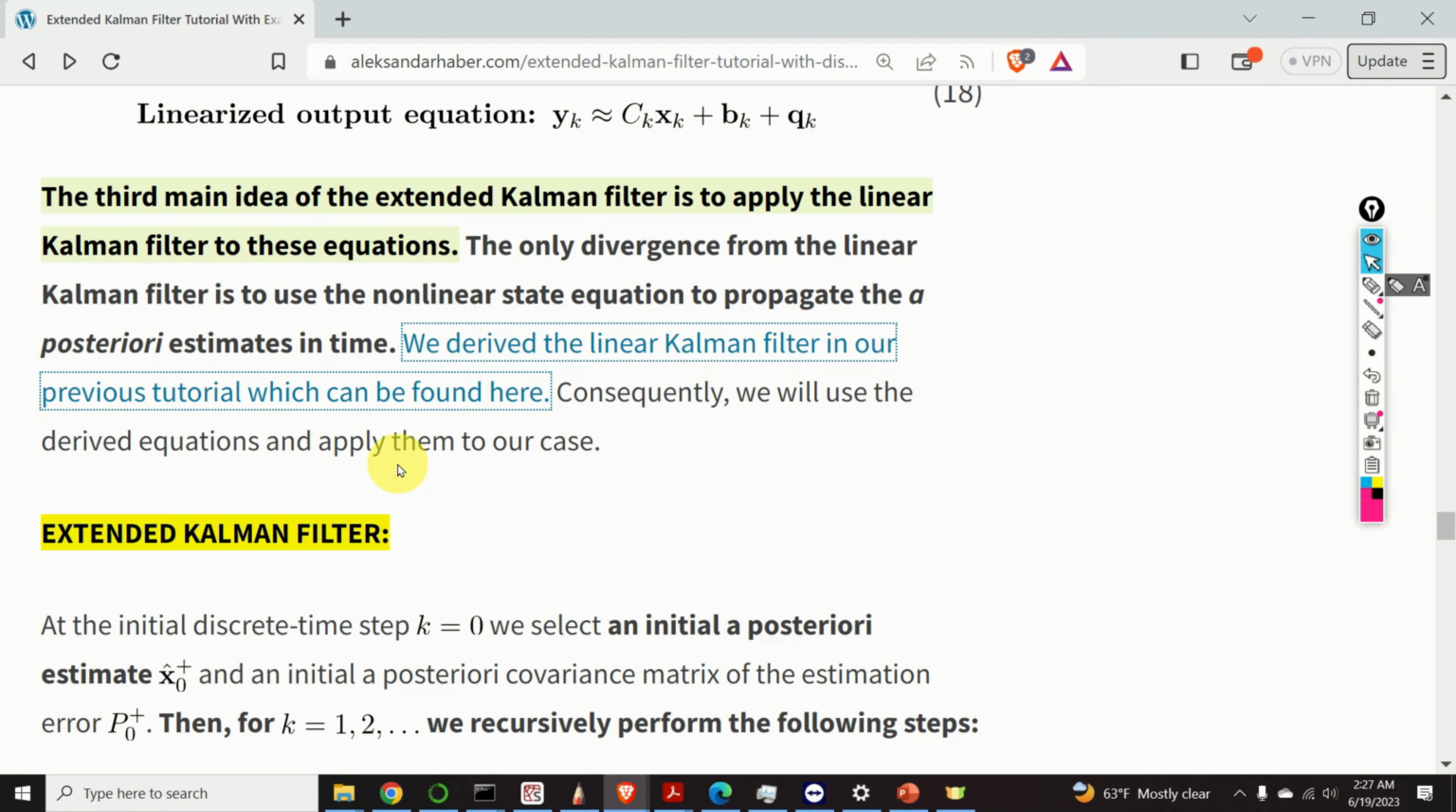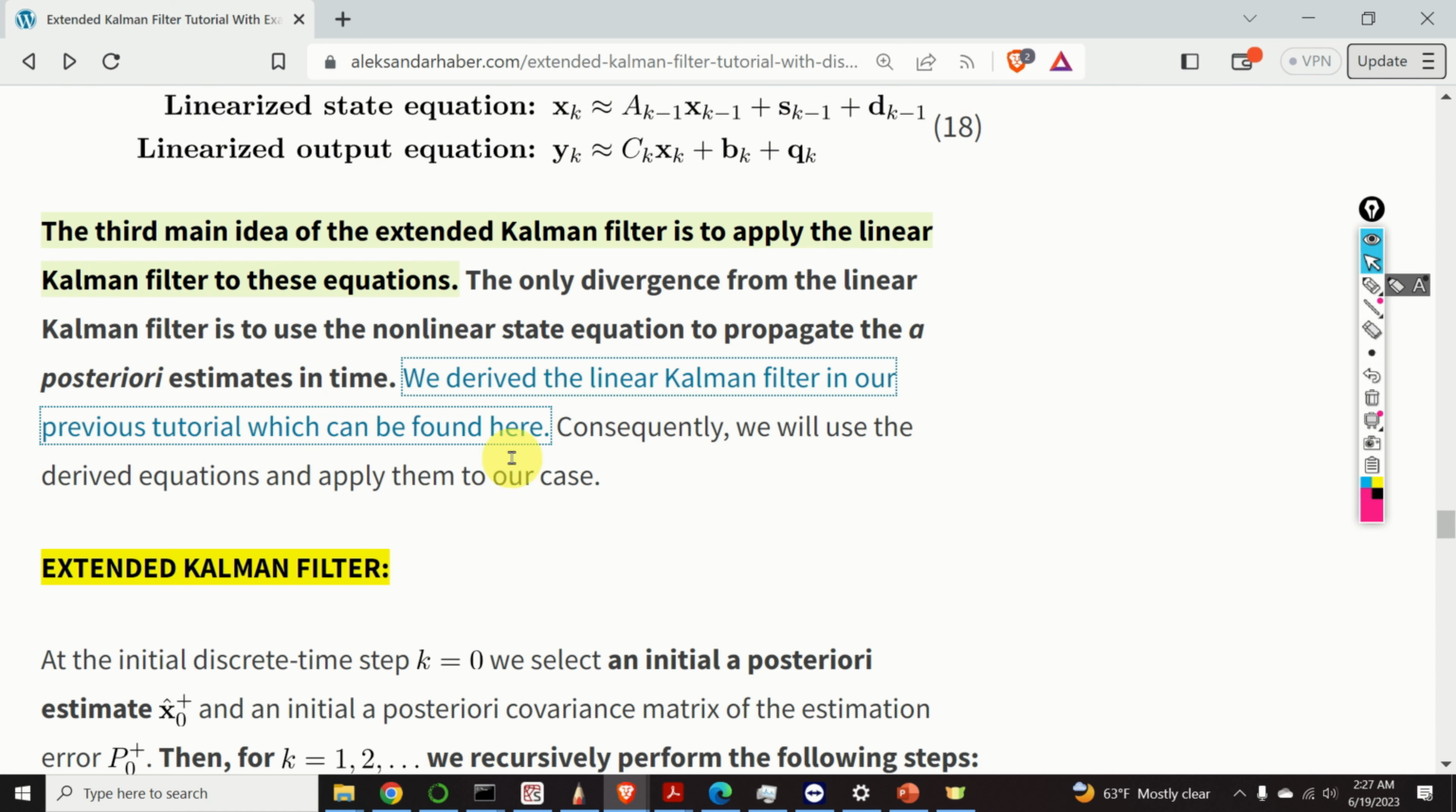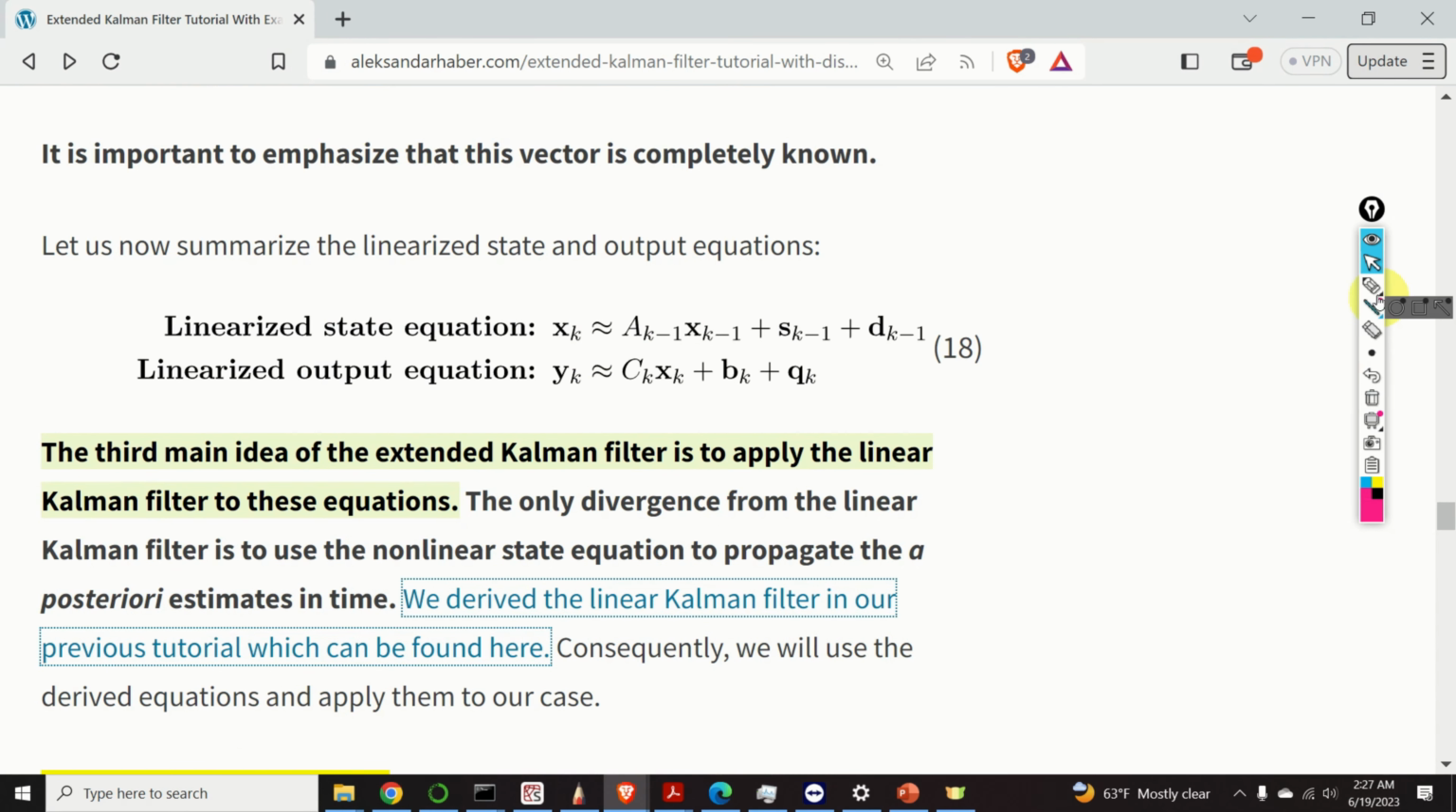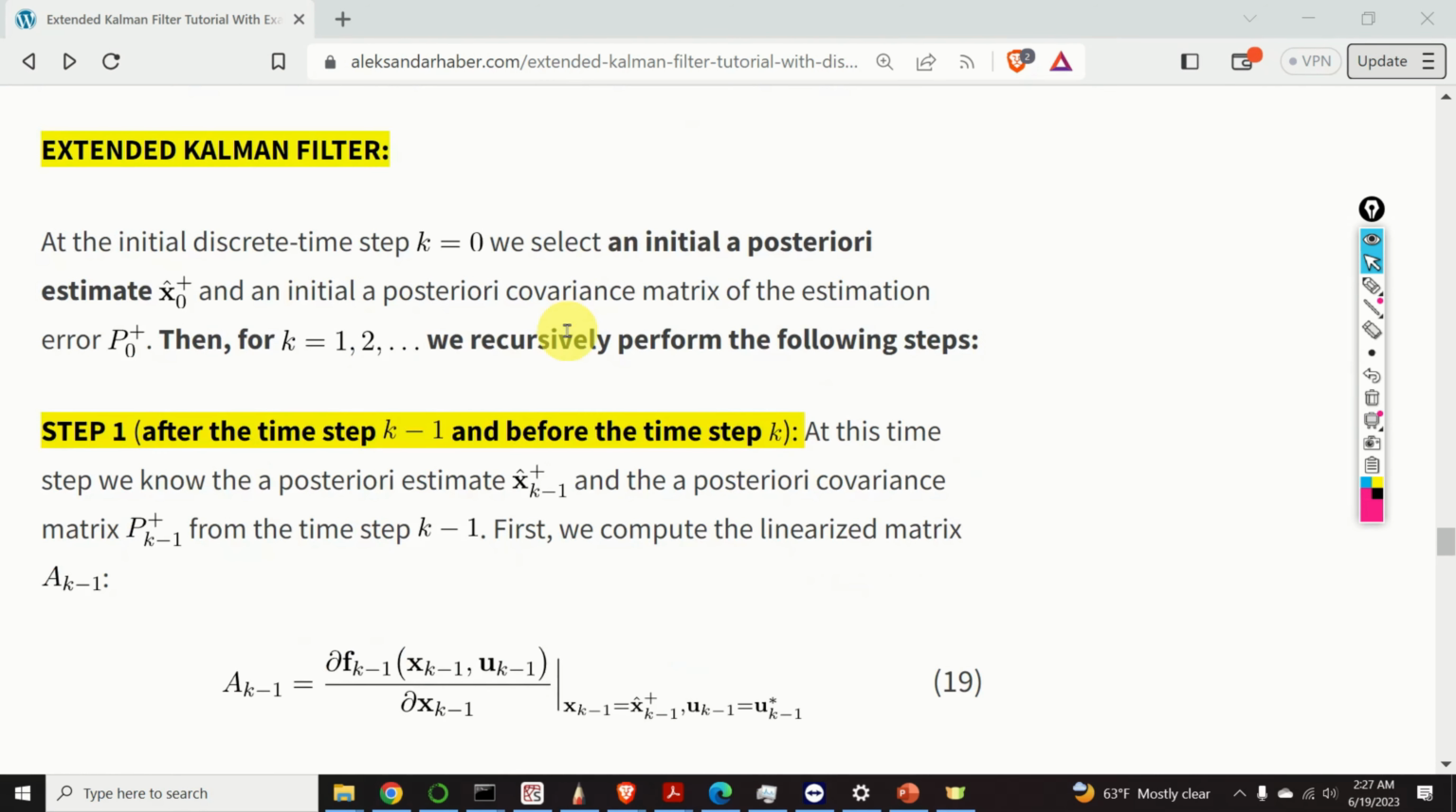This will be explained in the sequel. Since I want to keep this video as short as possible, I will not rederive the main equations of the linear Kalman filter. I assume that you're familiar with these equations, and I will simply apply them to our problem. That is, I will apply the linear Kalman filter equations to these two equations. And consequently, I derive the extended Kalman filter that's actually summarized over here. So here is the summary.